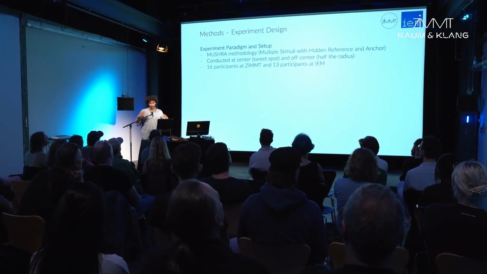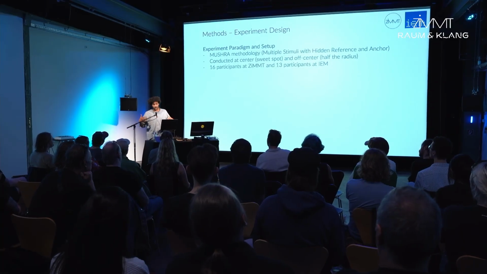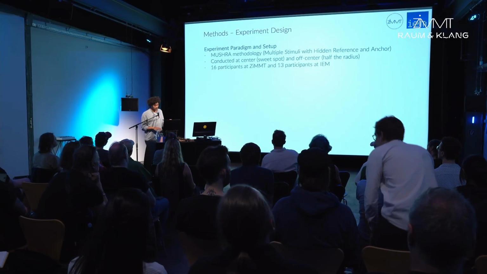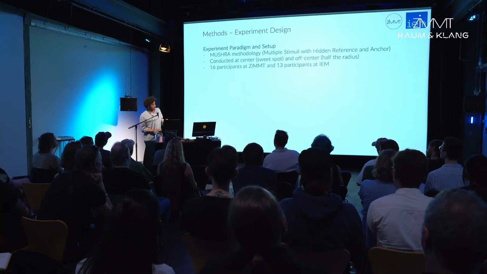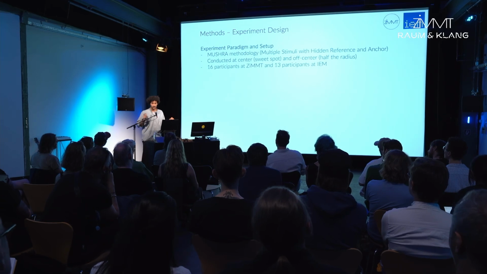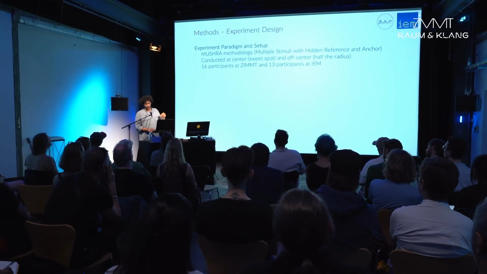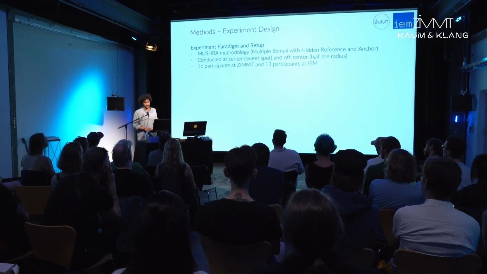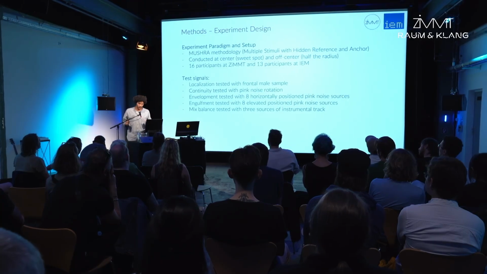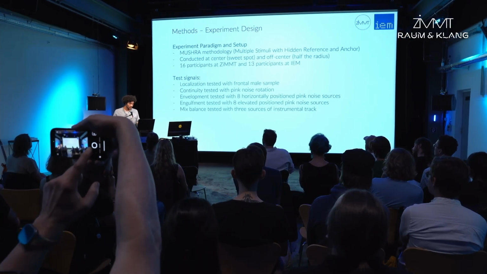16 of them were here at ZIMT and 13 participated in Graz. Basically, the people were placed in the middle of the room with a table, and they had a custom graphical user interface, which enabled them to switch between the individual conditions in order to right away compare them with each other. Then they could use a slider to rate the perceptual attribute. So for each of the 5 attributes, 1 page was dedicated with all of the 6 conditions.